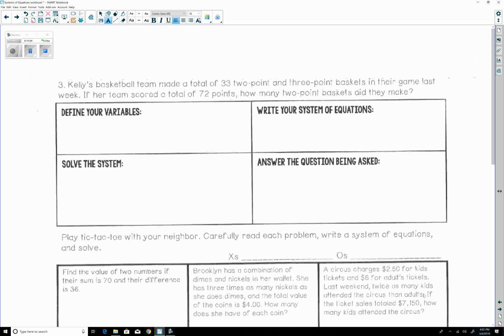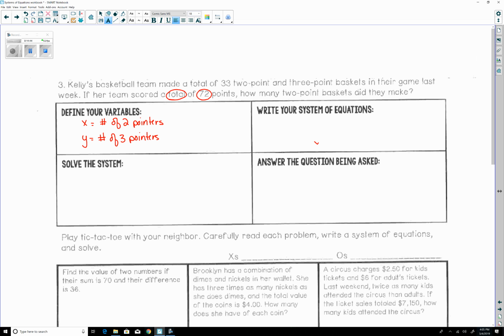So, again, one is going to be our x and one is going to be our y. So we're going to have x be our number of 2-pointers, and we'll have y be the number of 3-pointers. So we have a total of 33 2-point and 3-point baskets in their game. We have a total of 72 points. How many 2-point baskets did they make?